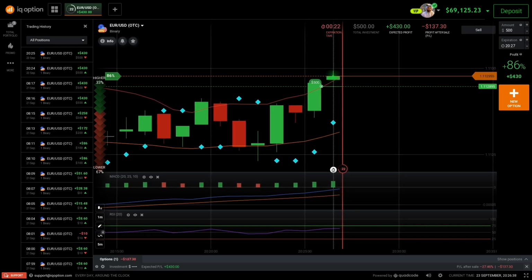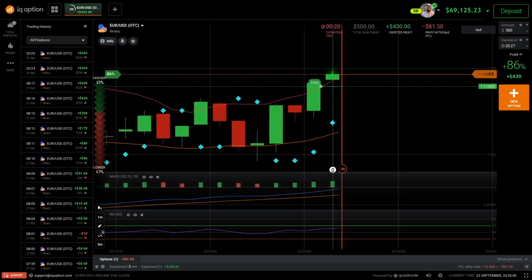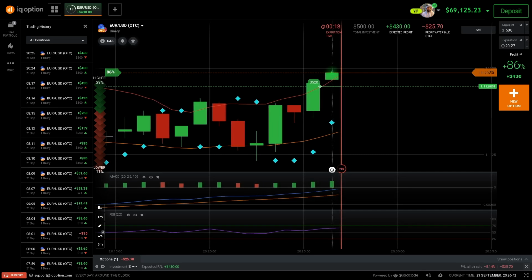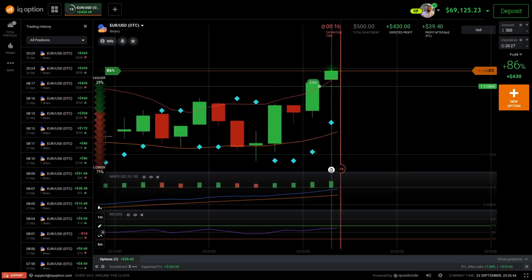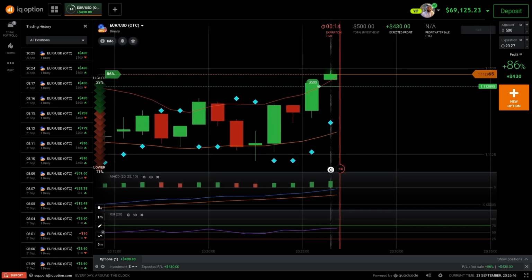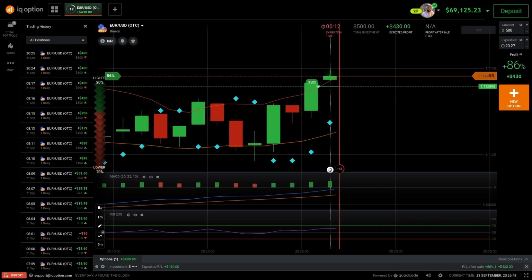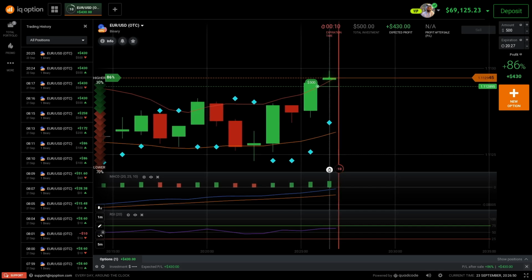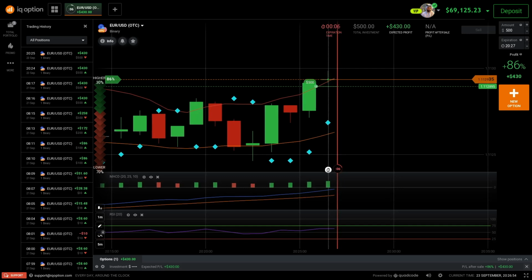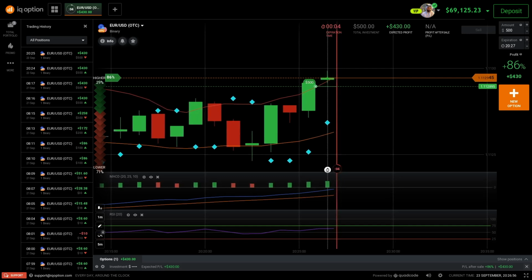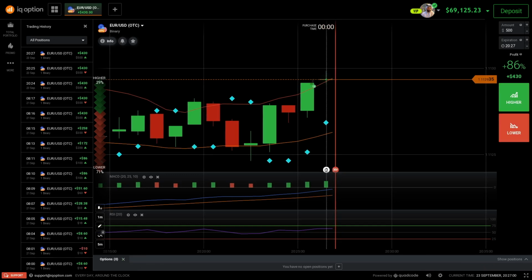Also, position sizing is important. You must focus on your position sizing. Determine the size of your trades based on your risk tolerance. Keep the trade size small so you can survive a series of losing trades for a longer period of time and still have capital left to continue trading.